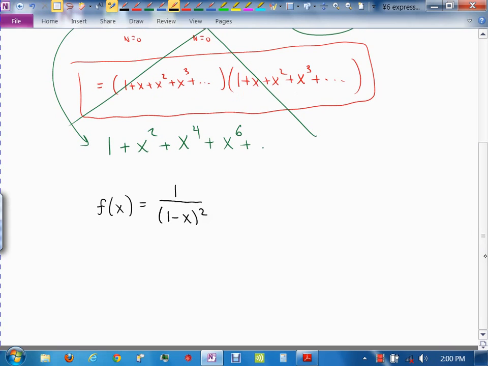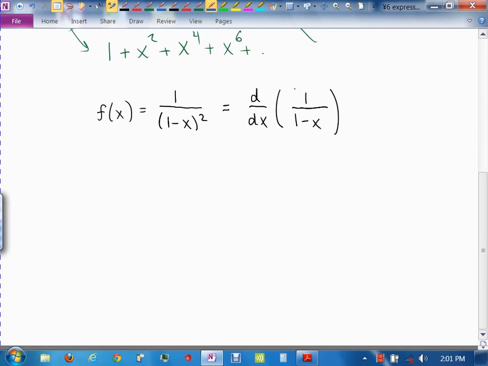Now, check this out. I just realized when I looked at this, I was like, well, wait a minute. Hold on a second. Isn't this equal to the derivative of 1 over 1 minus x? Isn't it? So maybe we need some help here. Let's look at this right here. 1 over 1 minus x is the same as 1 minus x to the negative 1, isn't it? What's the derivative of that?